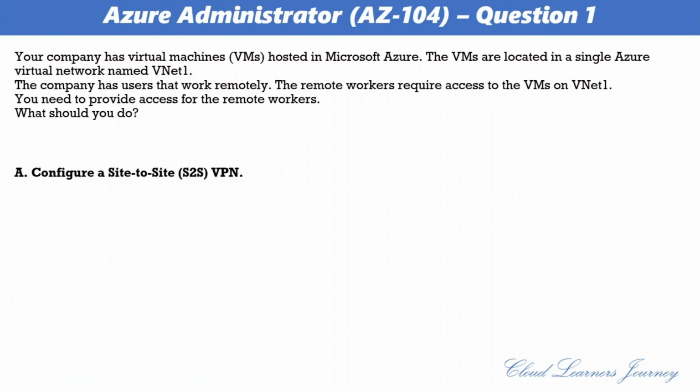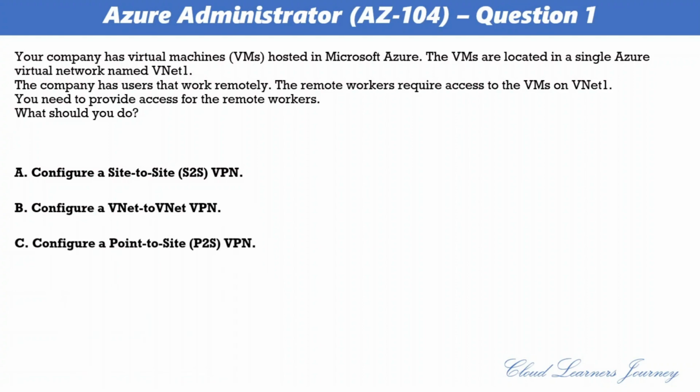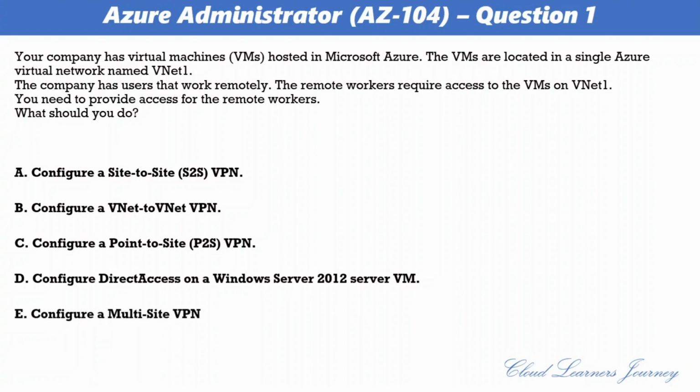Configure a site-to-site VPN. B. Configure a VNet to VNet VPN. C. Configure a point-to-site VPN. D. Configure direct access on a Windows Server 2012 server VM. E. Configure a multi-site VPN. And the correct option is C. Configure a point-to-site VPN. A point-to-site VPN gateway connection lets you create a secure connection to your virtual network from an individual client computer.